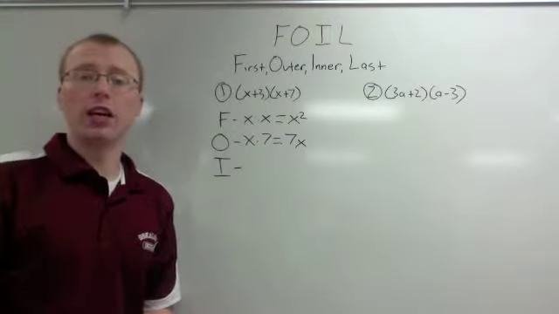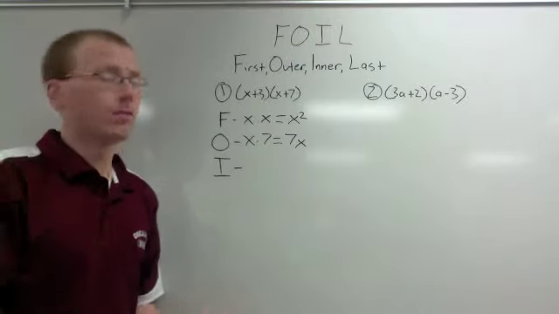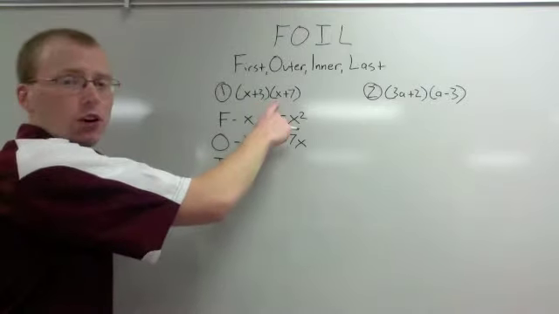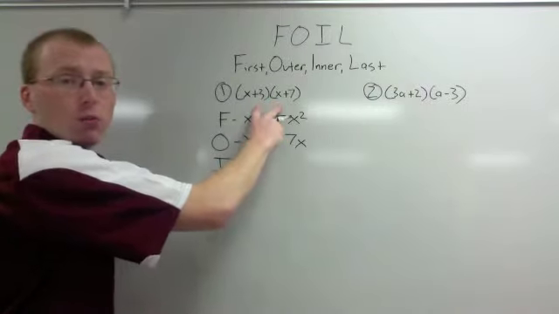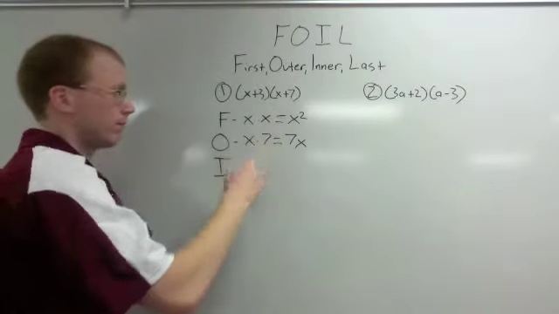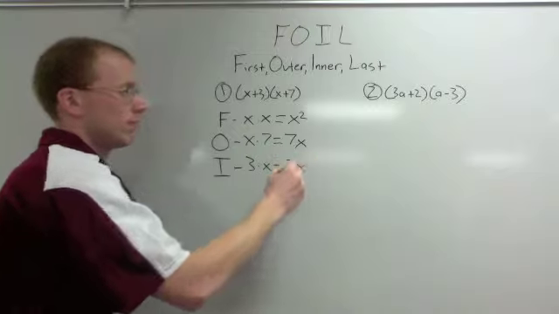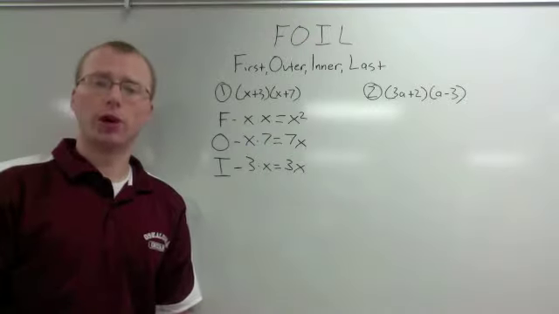I stands for the inner two terms in the parentheses. In this case, 3 and x are the inner two terms. So we're going to multiply those two terms together. Three times x is 3x.